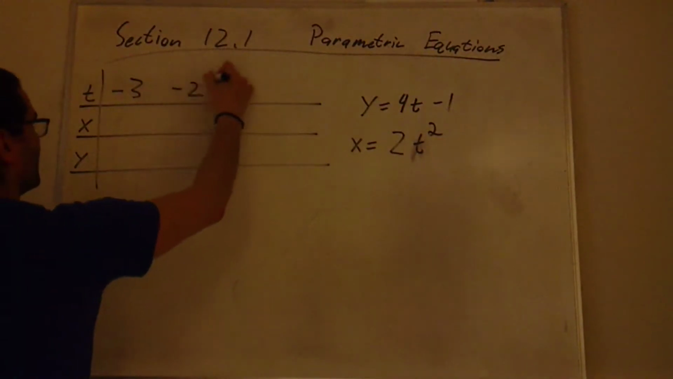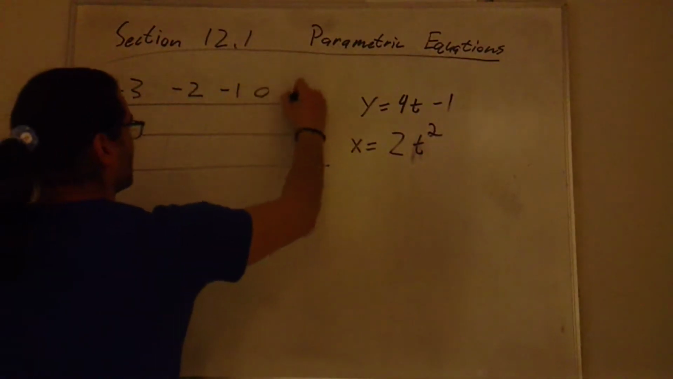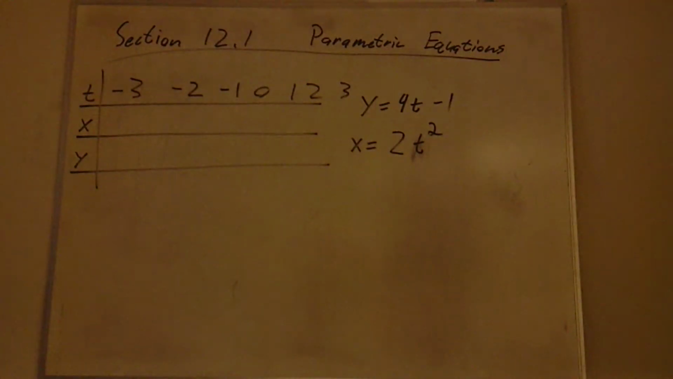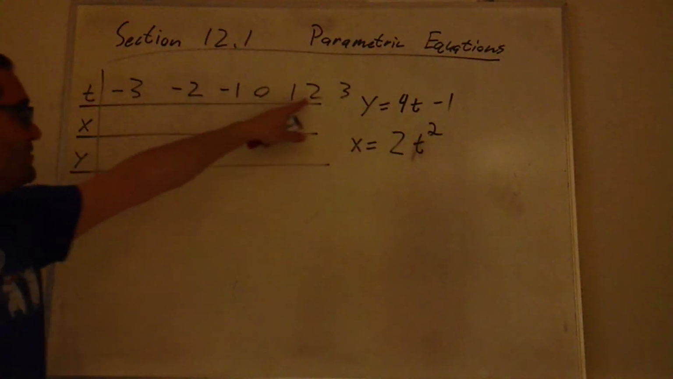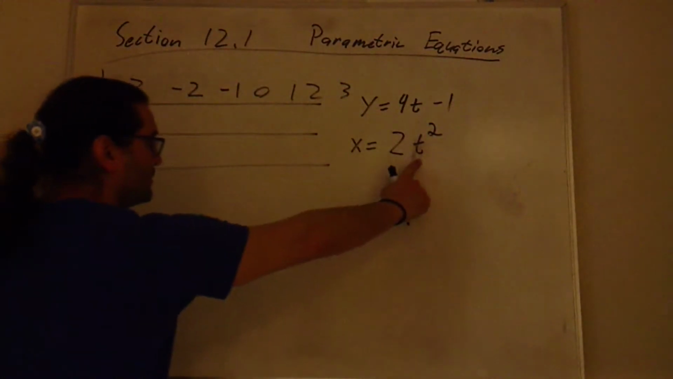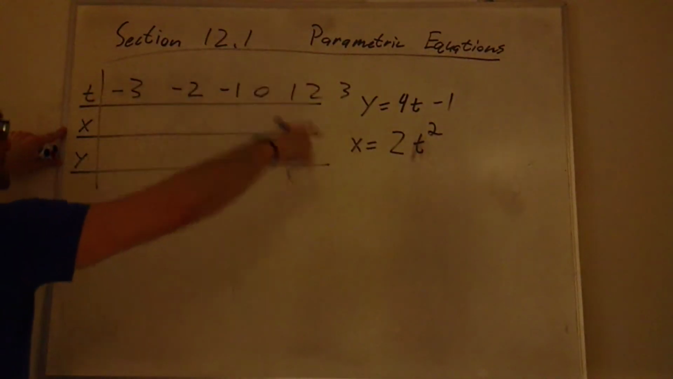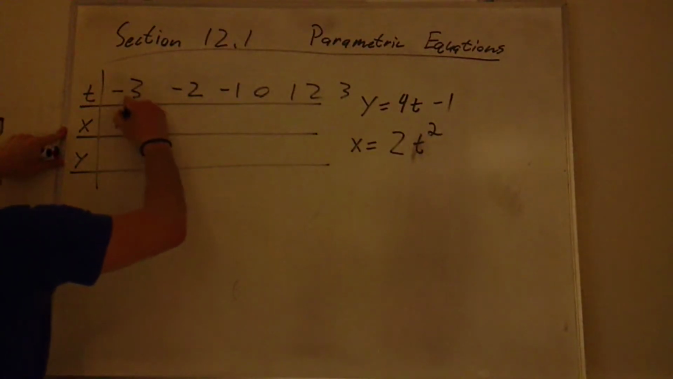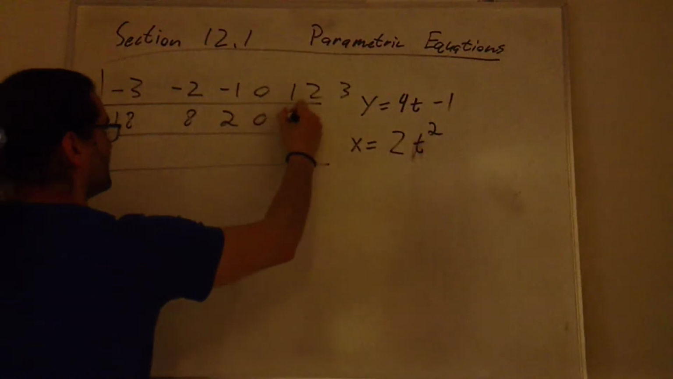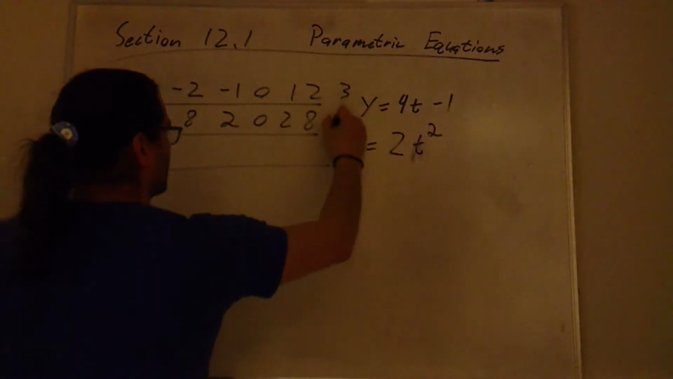-3, -2, -1, 0, 1, 2, 3. It's going to be a tight squeeze at the end there. That's alright. Okay. If these are my t values, then I need some x values. X is going to be twice these t values squared. So this would be an 18, an 8, a 2, a 0, a 2, an 8, and an 18.